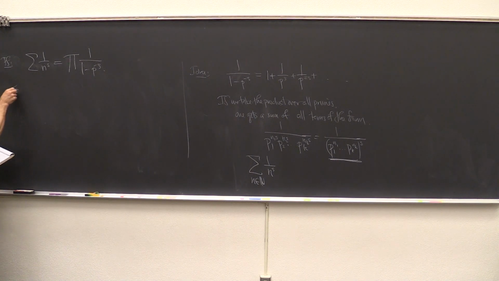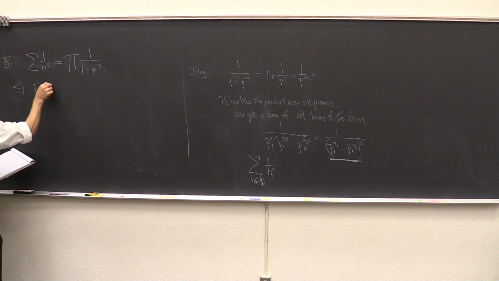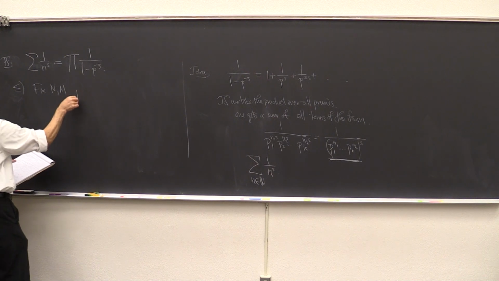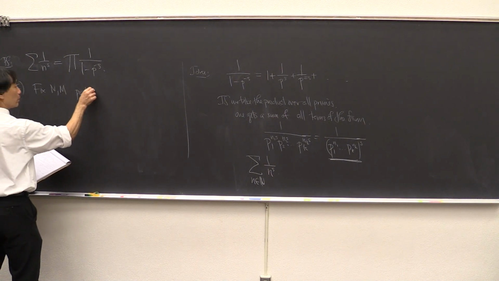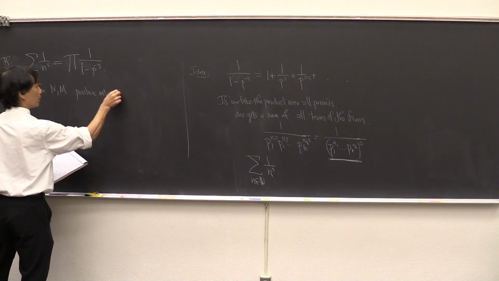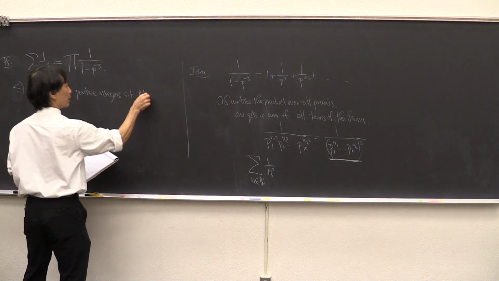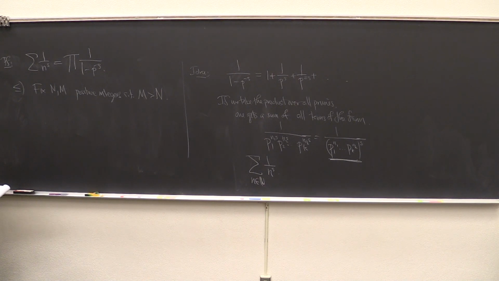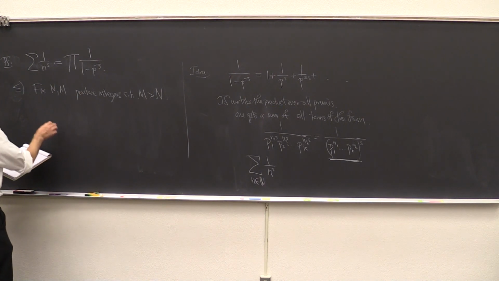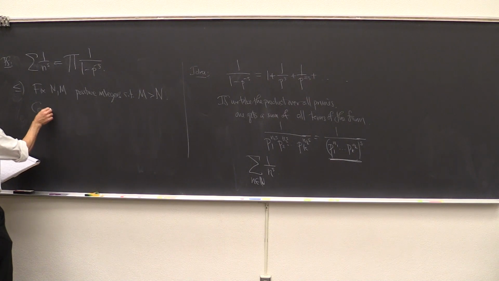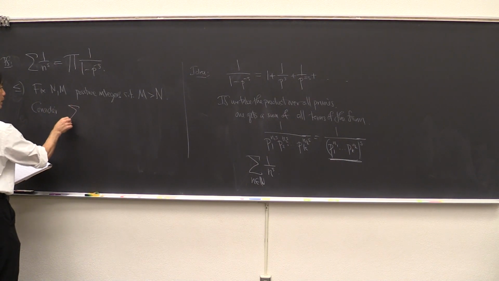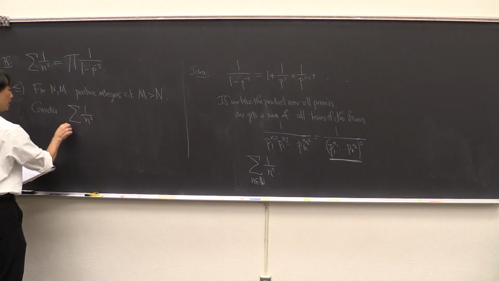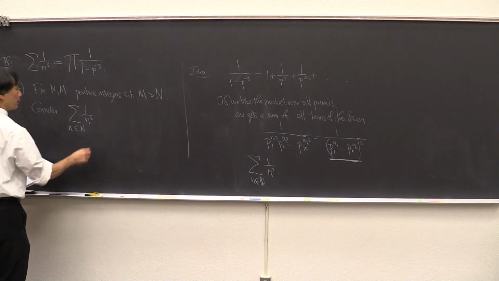Okay. So first off, fix m and n, positive integers, where m is bigger than n. Now let's consider the sum of 1 over n^s, where n is less than or equal to N.